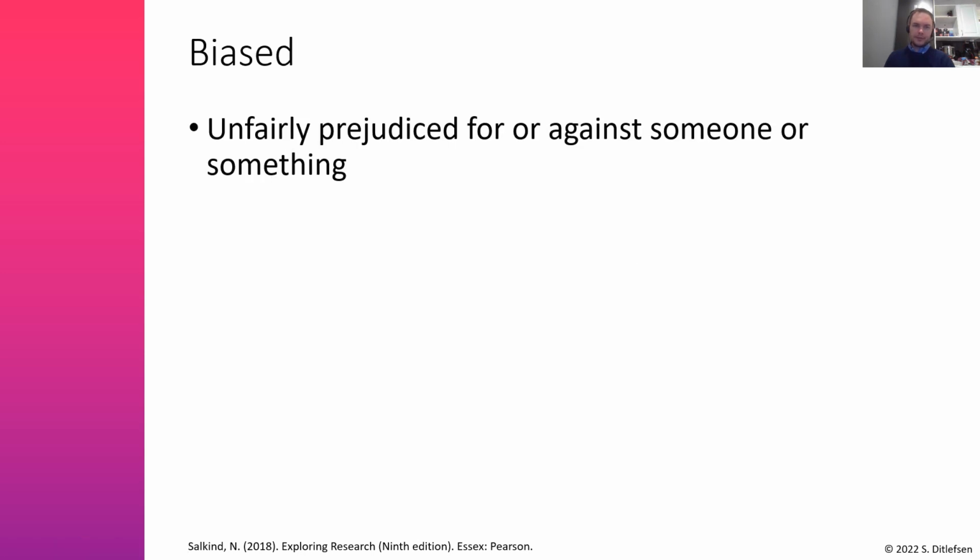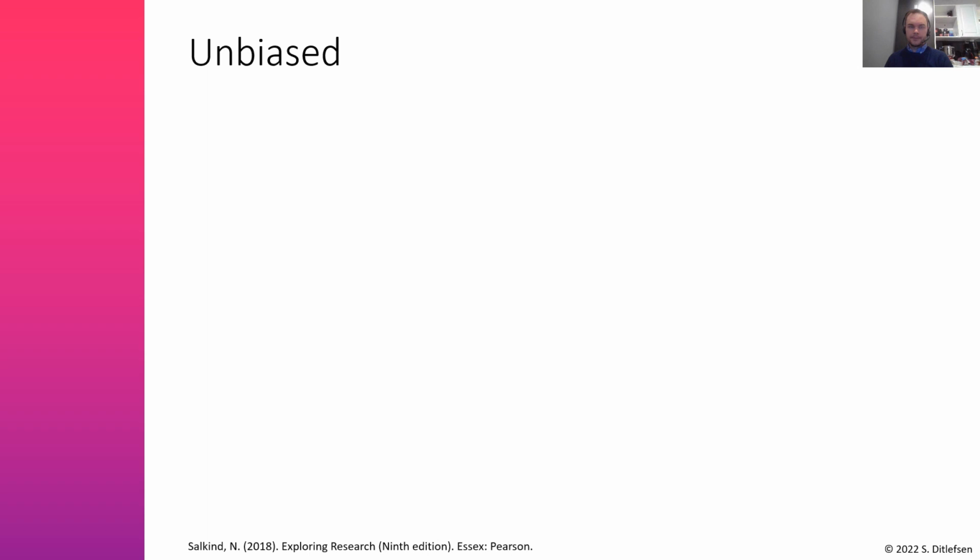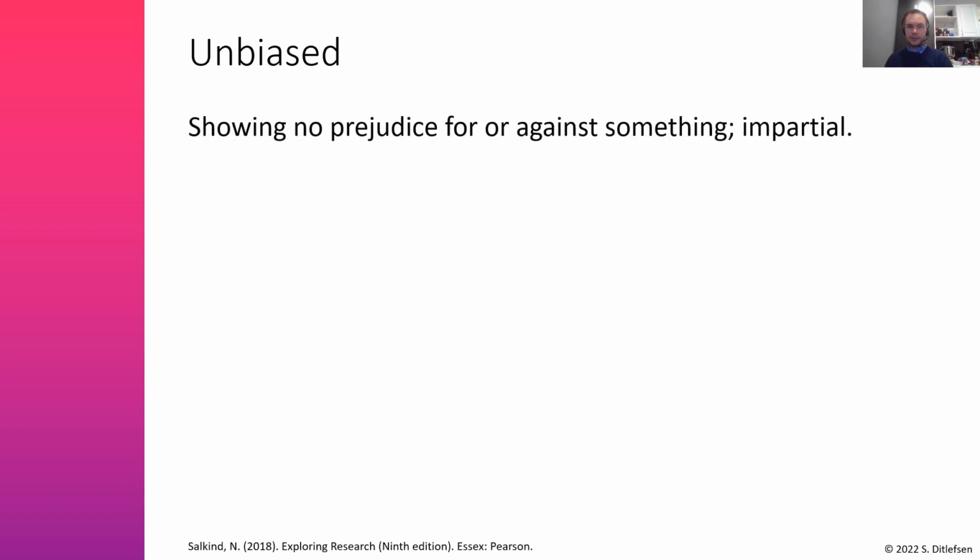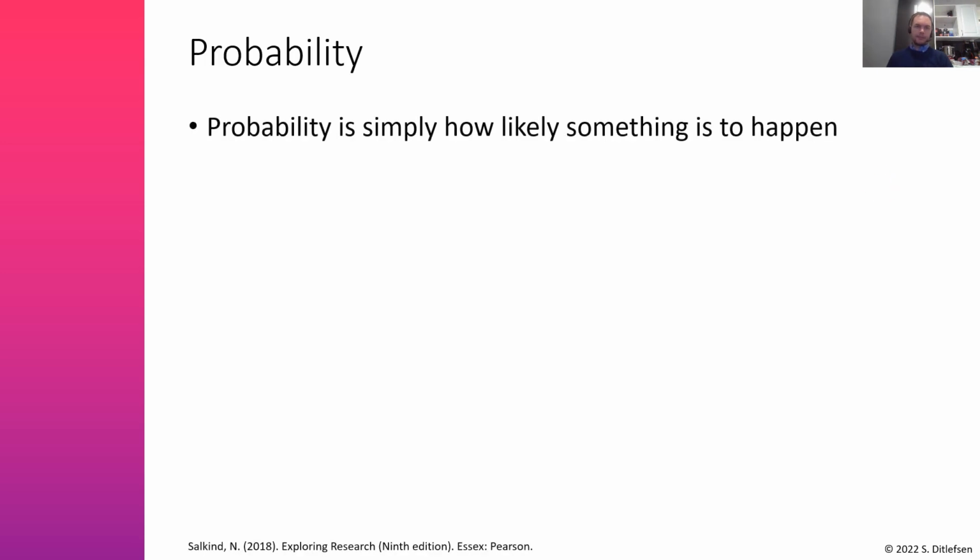Okay, biased: unfairly prejudiced for or against someone or something. So this means that you have made up your mind before doing something, and we don't want to be biased in research. Unbiased, the opposite, means showing no prejudice for or against something. Probability is simply how likely something is to happen.